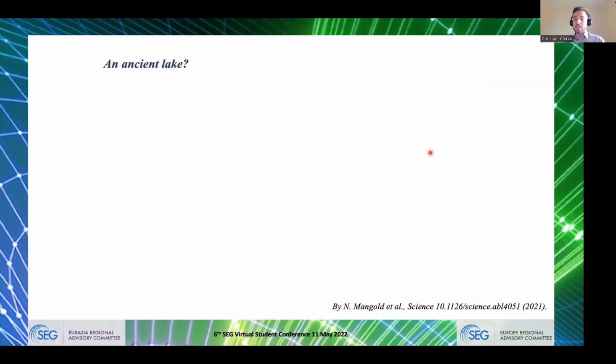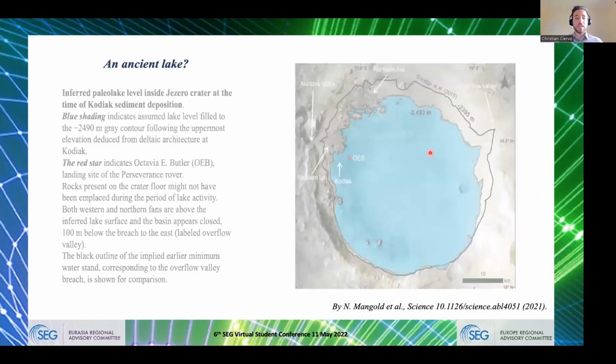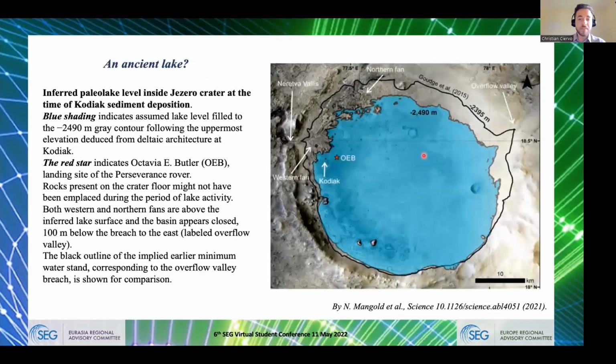Perfect. Was it an ancient lake? The answer is yes, it was, because as we can see here, we have a blue shading that indicates a lake level filled to 2,490 meters, here colored in gray. The red star indicates the landing site of the Perseverance rover, just over the Kodiak butte that I will talk about later. And we can see also the northern fan and the western fan.